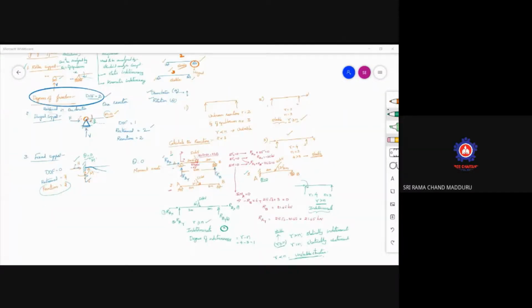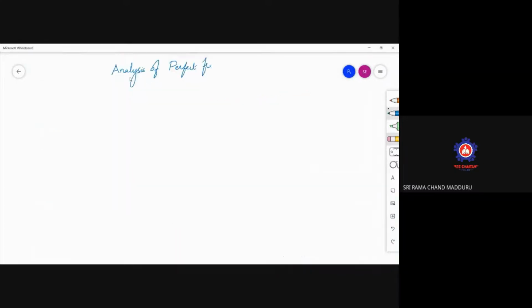I will continue and move further. Please first of all keep the heading: analysis of perfect frames. This is our first topic, first unit. First of all, we should understand what is meant by a frame. Yesterday or today, we discussed structures like a bar, a beam, a column. Then what is meant by a frame here, and how many different types of frames are available?